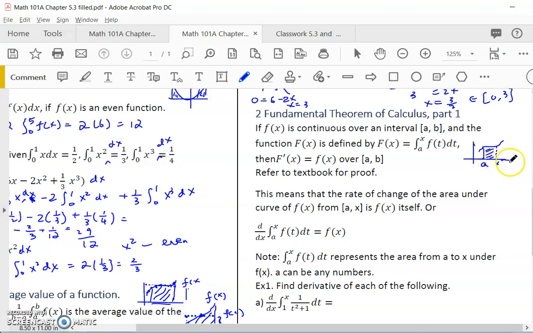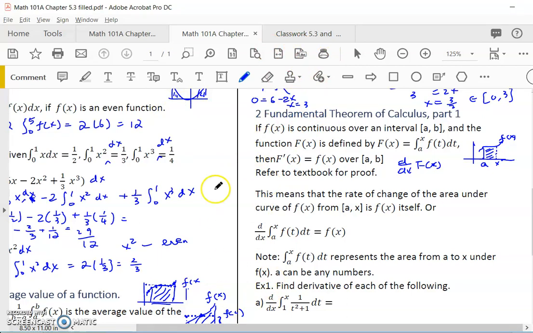If x moves to the front, you have a bigger area. So it's a function: F of x is a function of area. And then what we're saying is, if I take the derivative of this F of x, I want to know how the rate of change of the area changes. It turns out that the derivative of this area function is just the small f of x here. It's exactly equal to f of x. So the proof, I'm not going to talk about it here.